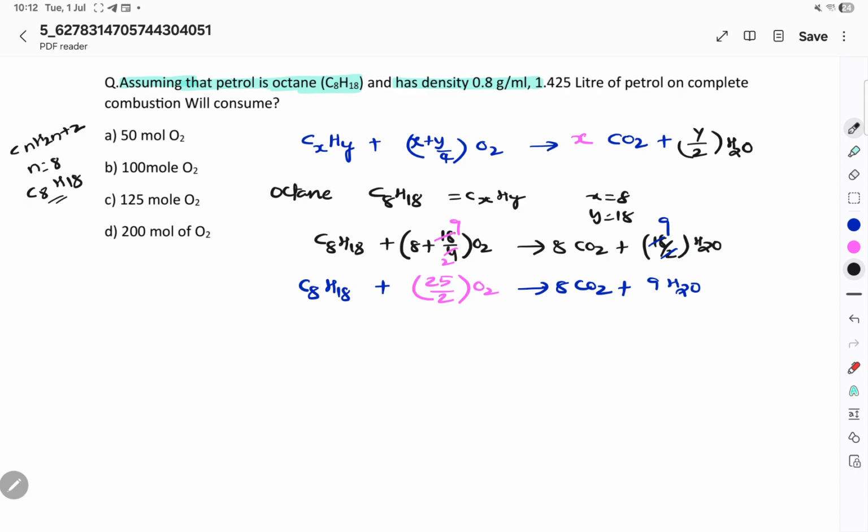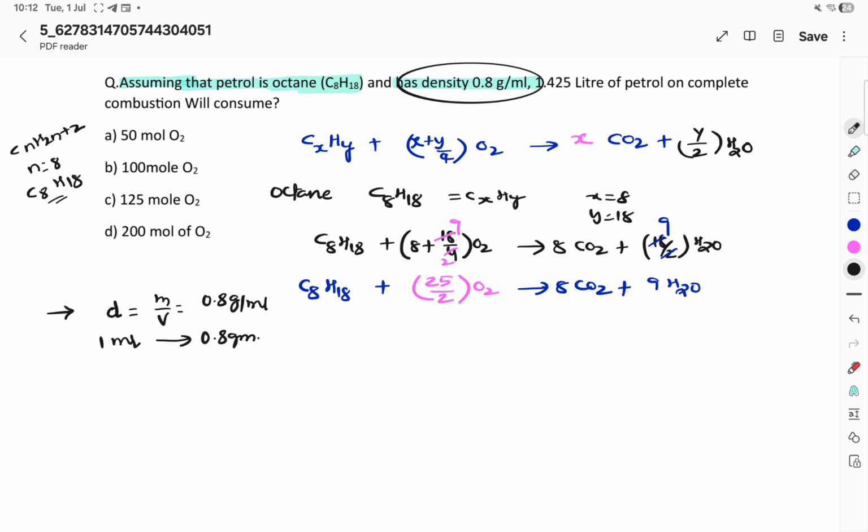Okay students, now coming to the question. They have given indirectly one clue: it has a density of 0.8 gram per milliliter. Now you can see one part. What is the meaning of density? Density is equal to mass by volume. So that is equal to 0.8 gram per milliliter. That means 1 ml contains 0.8 grams. This point you can remember.